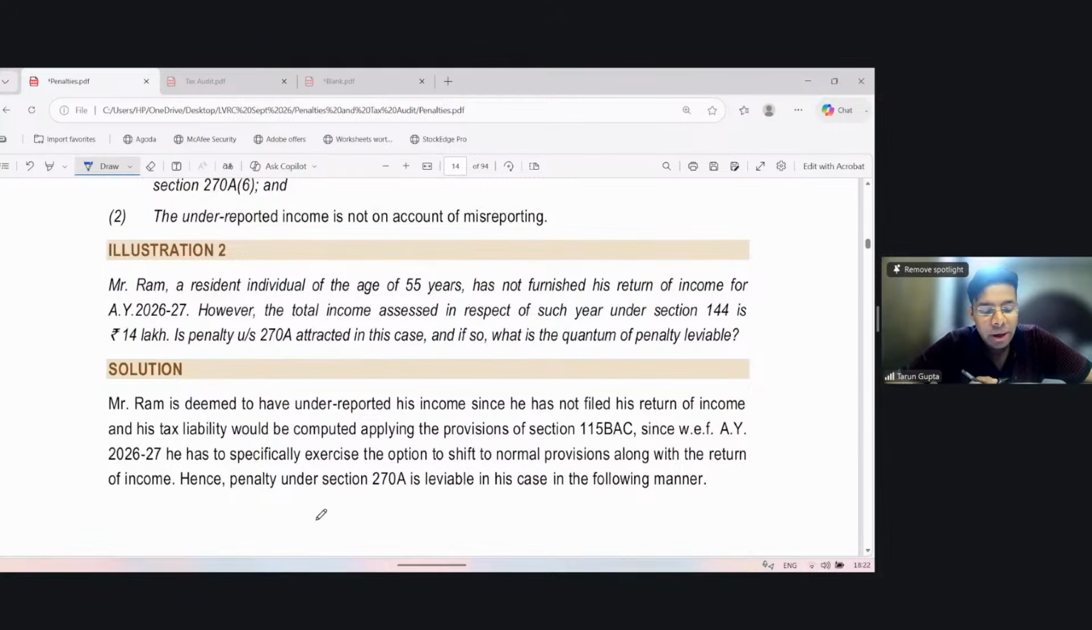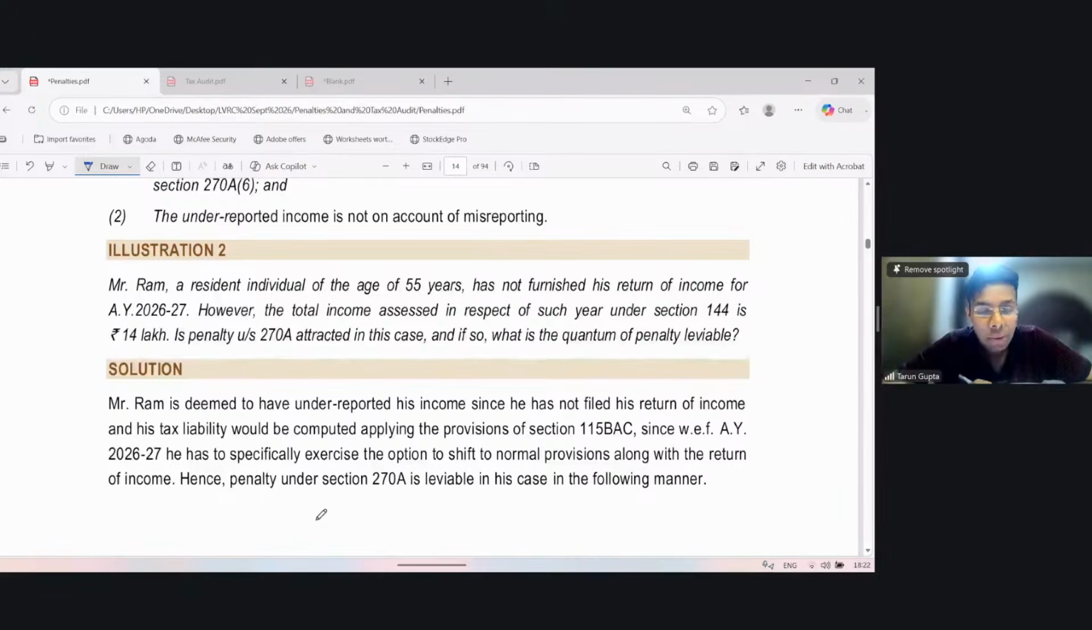Mr. Ram is a resident individual of the age of 55 years, and has not furnished his return of income for 26-27. However, the total income assessed in respect of such year under section 144 is 14 lakh. So a best judgment assessment was made and the income was assessed at 14 lakh, but the return was not furnished. In this case, if the income assessed exceeds the basic exemption limit, then it's a case of underreporting.